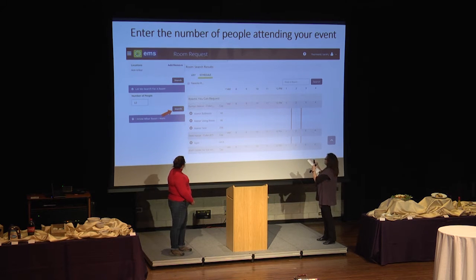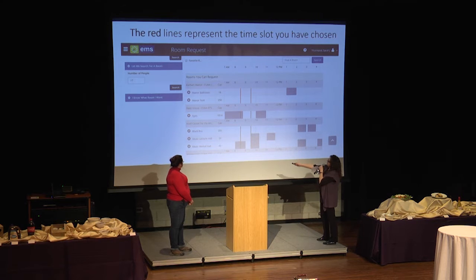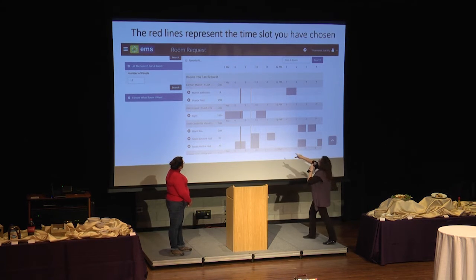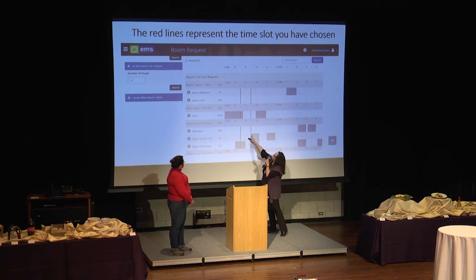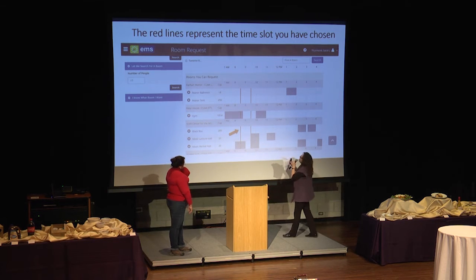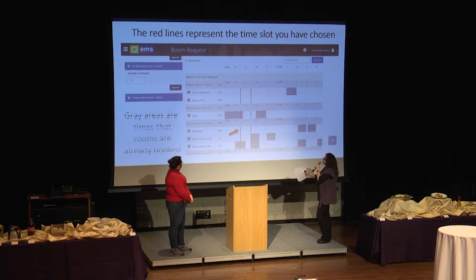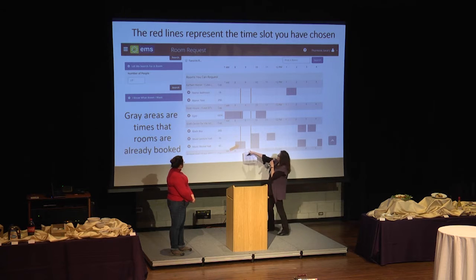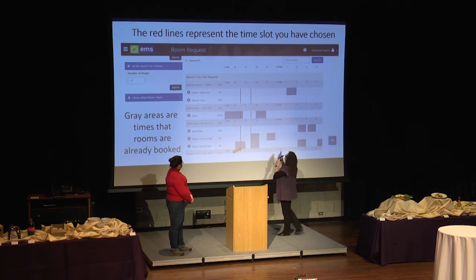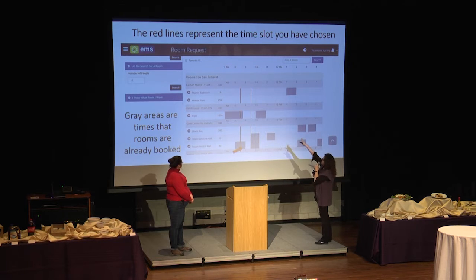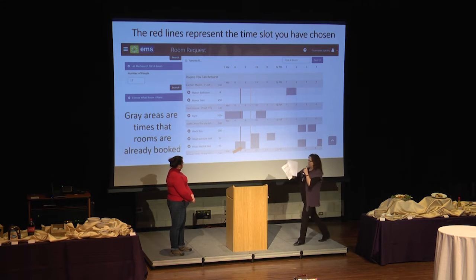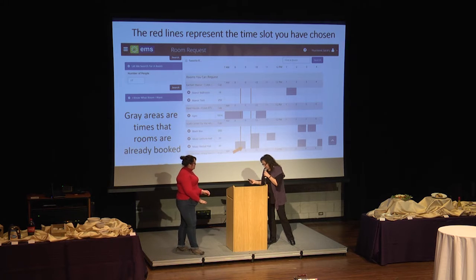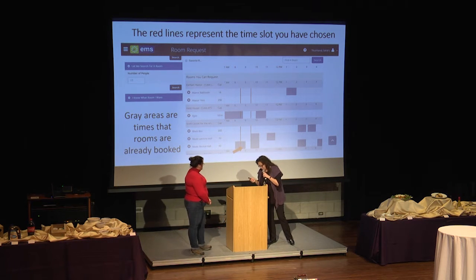All right, and then it's going to bring us to what rooms are available with that number of people. These red lines represent the time slot we've chosen. So this is like 8:30 to 9:30 in the morning, I want a room. And these gray boxes here are the times that are already booked. So if I wanted the music recital hall, sorry, it's not available. So I'm going to pick a room where it is available, and for this presentation, I'll use the Manor Ballroom.